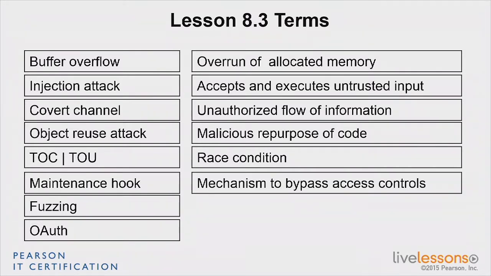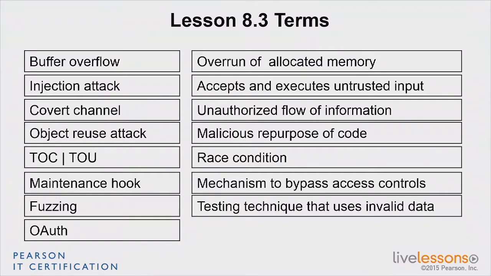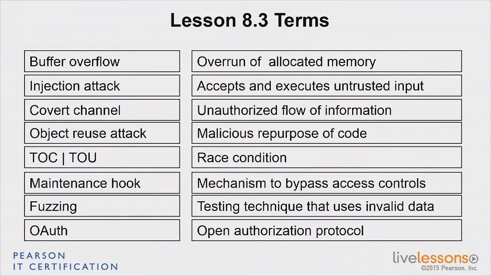A maintenance hook is a mechanism to bypass access controls. Generally, it's put in there by a programmer during the development cycle, but should always be taken out before production. Fuzzing is a testing technique that uses invalid data. And OAuth is the Open Authorization Protocol.